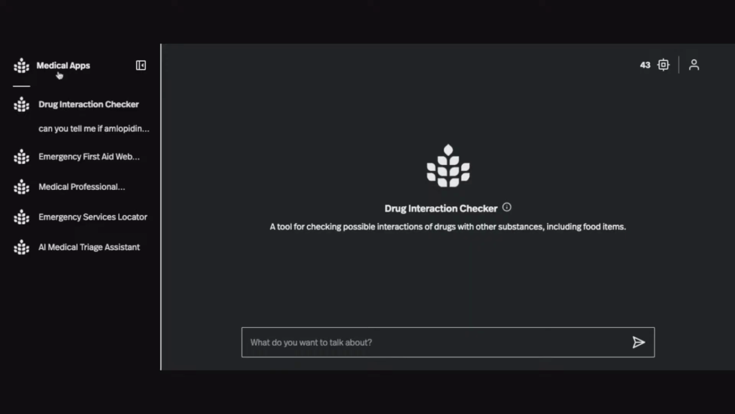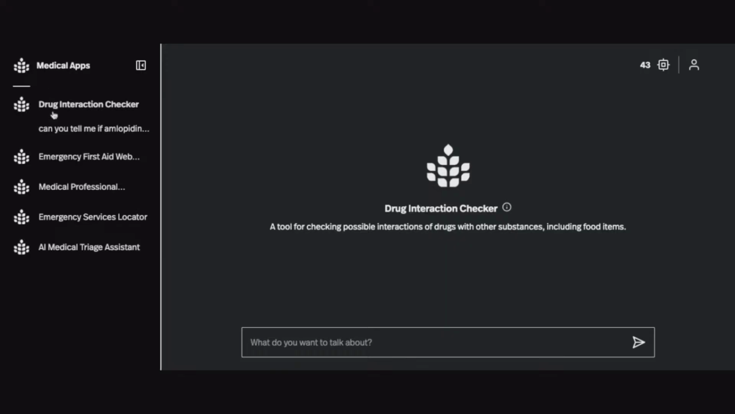Now, let's get right into it. The medical app suite contains a drug interaction checker, an emergency first aid web advisor, a medical professional finder, an emergency services locator, and an AI medical triage assistant. Let's take a look at what its capabilities are.